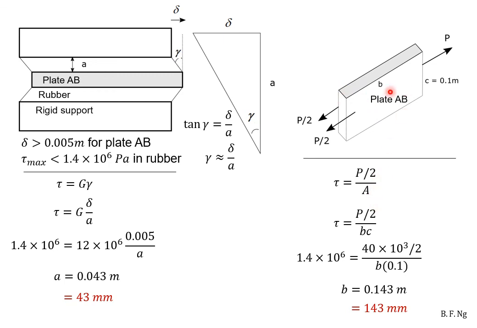A is B times C. Substitute in the known parameters. The only unknown is B, and we obtain 143 mm. This comes to the end of the tutorial.